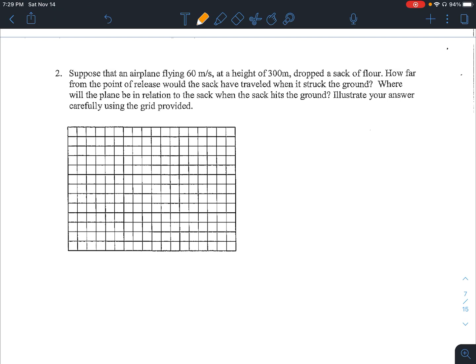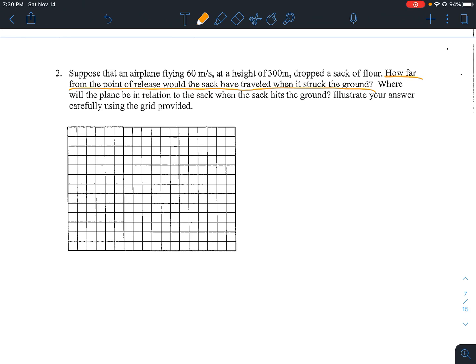This one, let's see. So the real question is, how far from the point of release would the sack of flour be? So we're looking again for that horizontal displacement. No need to graph it out. I don't think here it's mainly looking for a motion map out of you. No need to put it through the scale, as long as you can draw a picture of it.